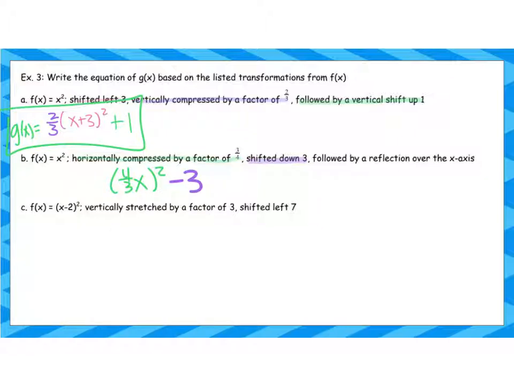Then it says followed by a reflection over the x-axis. Now, whenever I write this, the order that we're applying the transformations in matters. In order to reflect over the x-axis, I have to take that function and make the entire function negative. So I'm going to take the function that I have and make that function negative, which means I'm going to get a negative 4/3 x squared, but now it's no longer -3, it is now +3.